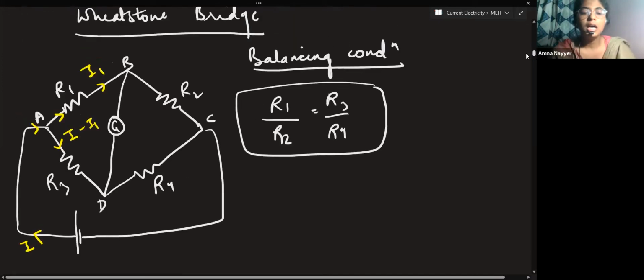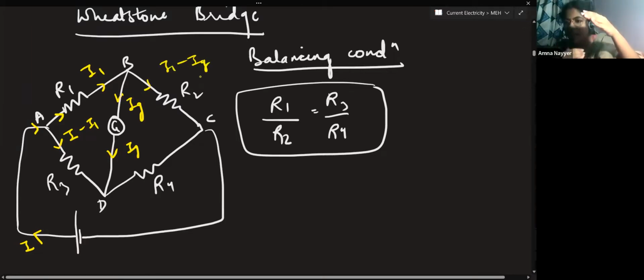Now, the current through this galvanometer is Ig. Supposedly, let's say the current flowing through this galvanometer is Ig. So I1 was coming, Ig has gone. Again, the current left will be I1 minus Ig. I1 was coming, Ig has gone, so I1 minus Ig will be left.